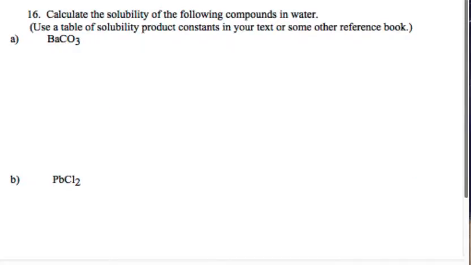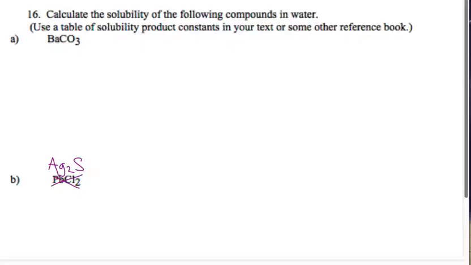Now to make things a little more mathy, still not hard, we're going to use the KSP and find the solubility. If we're finding solubility, what are we solving for? X. So we're going to solve for X. Down here, apparently you guys have a different one. Is it Ag2S? All right.